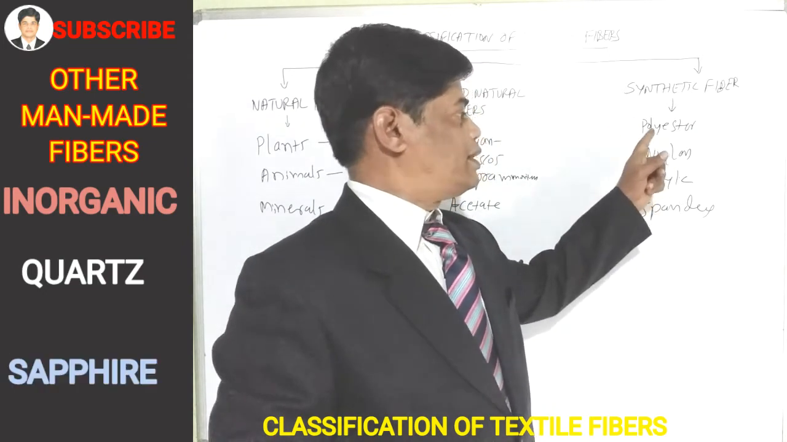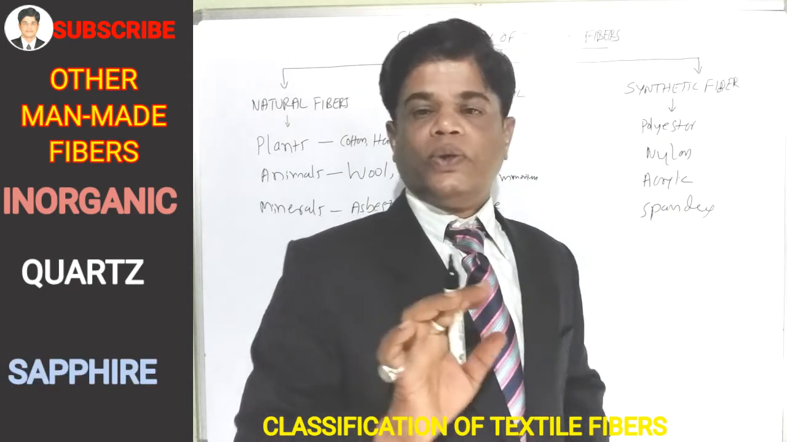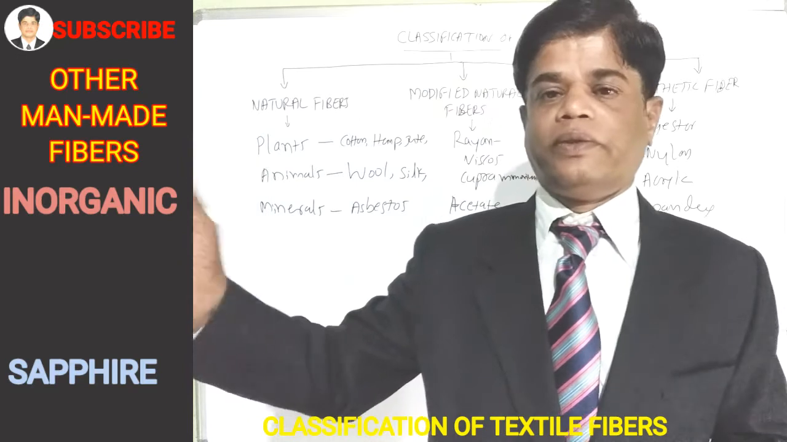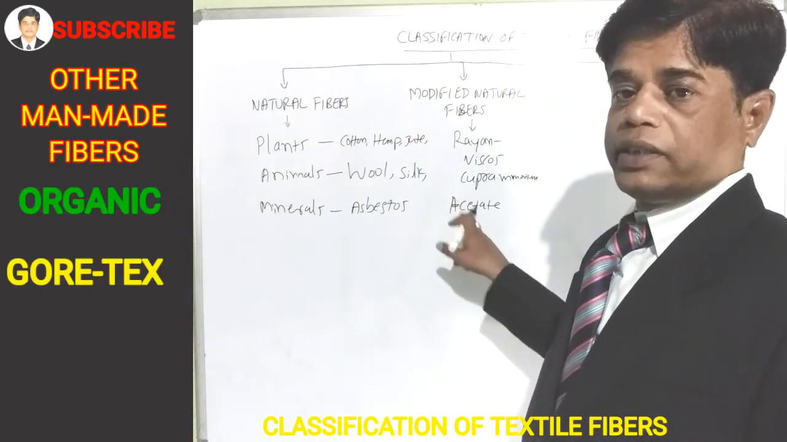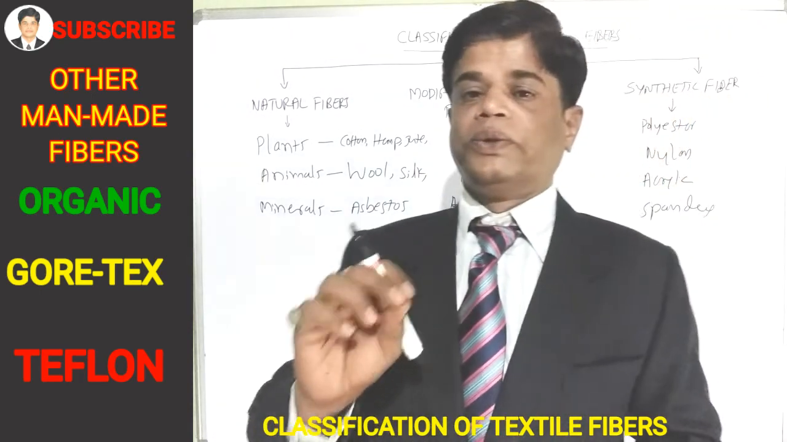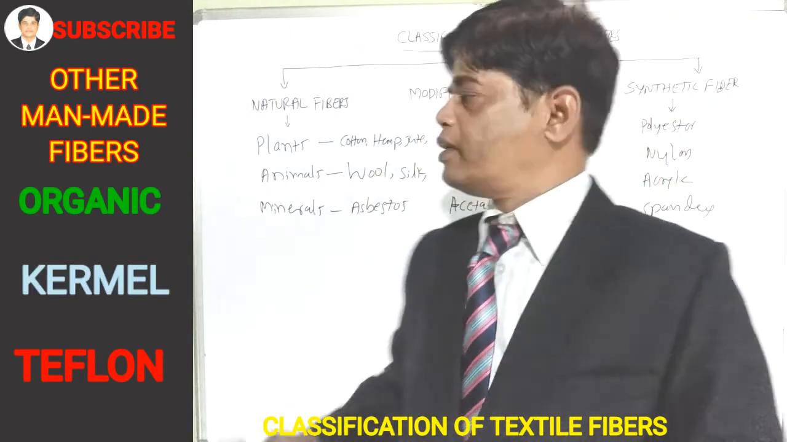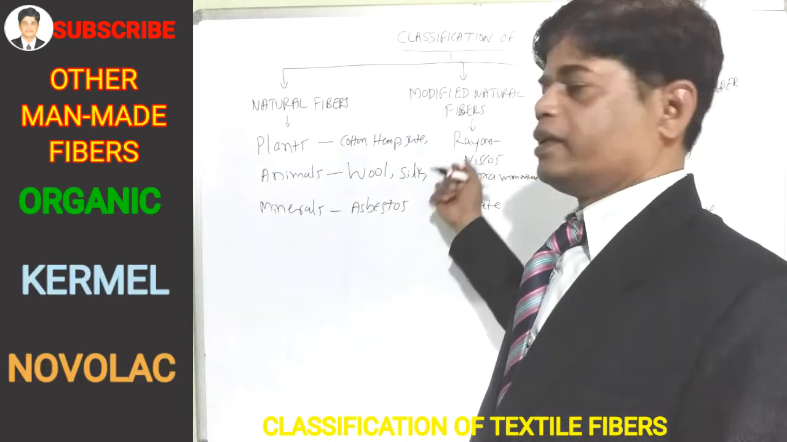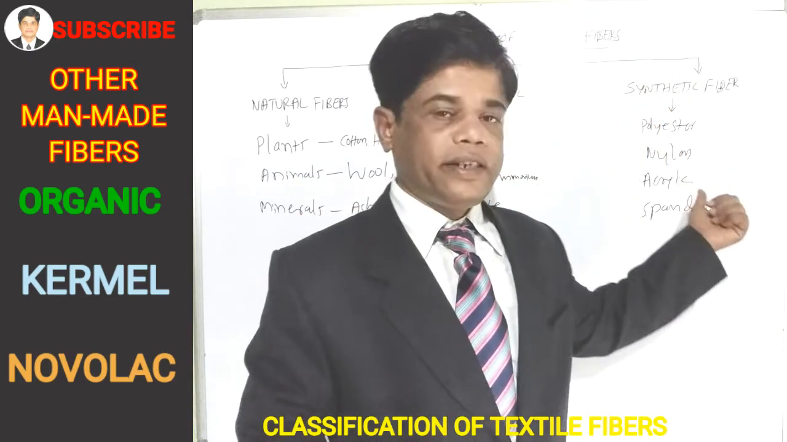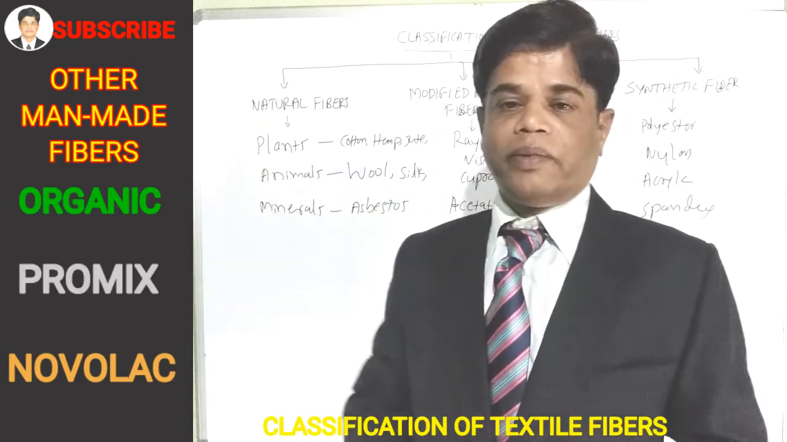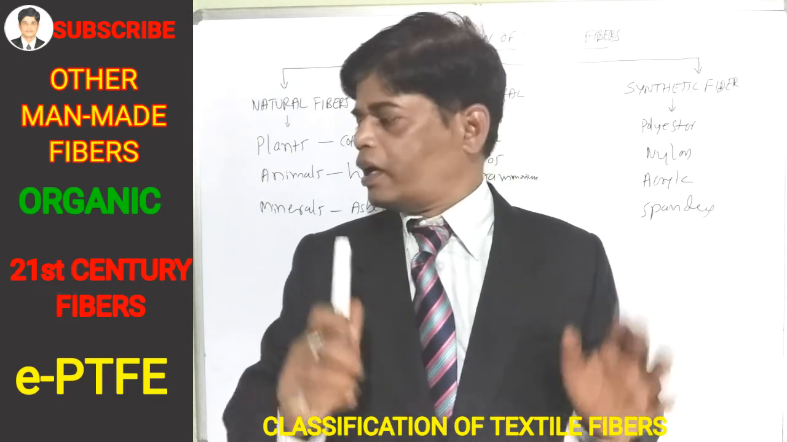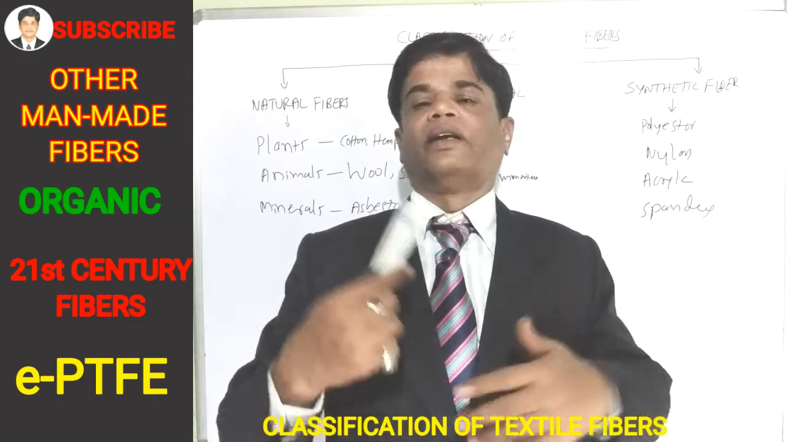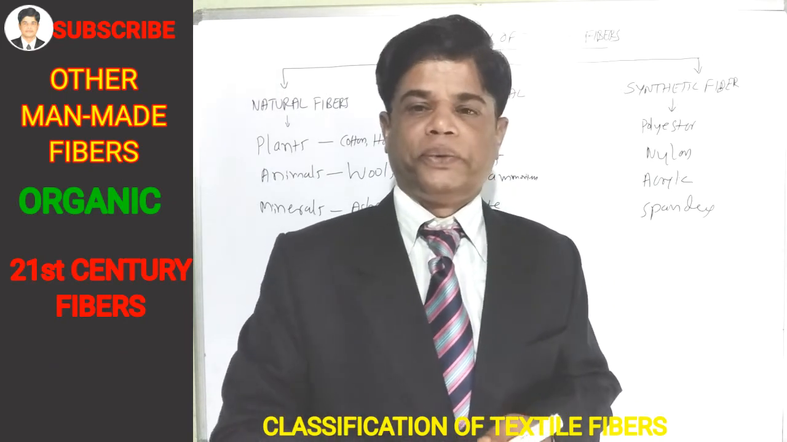For synthetics, no raw material is collected from nature, but to make rayon, acetate and others, the raw material is used from nature. Those are regenerated; these are synthetics; these are natural fibers. This is about the classification of fibers. In detail, I will explain in other videos.